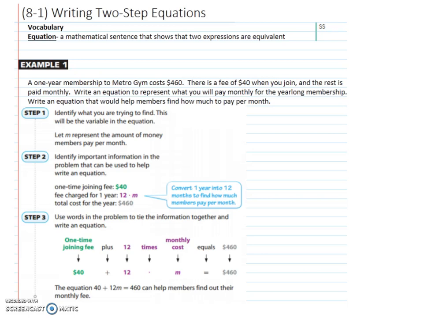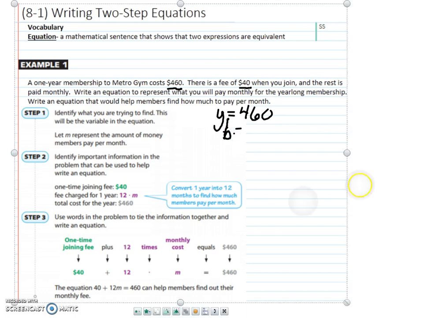Okay, today we're going to talk about writing two-step equations. A one-year membership to the Metro Gym cost $460. The $460 is the total membership fee. There's a fee of $40 when you join. That is the flat one-time fee. That's our B.